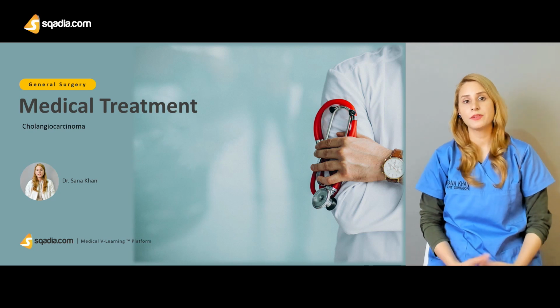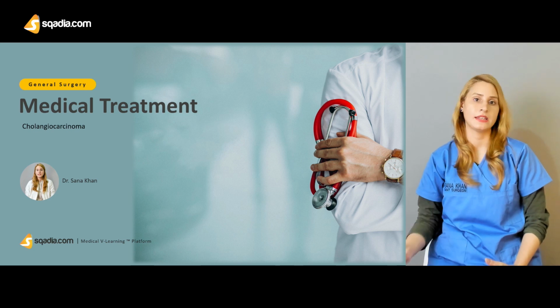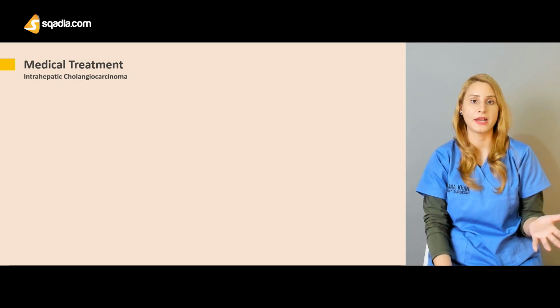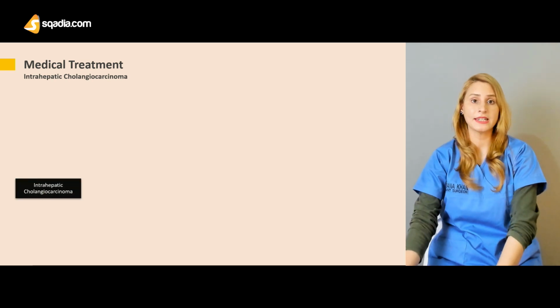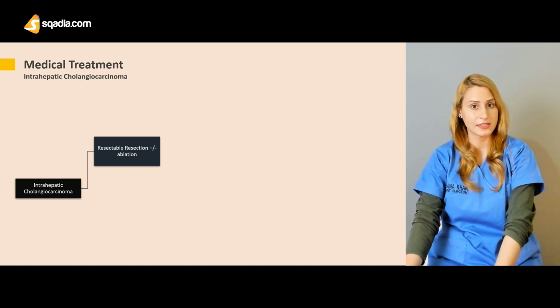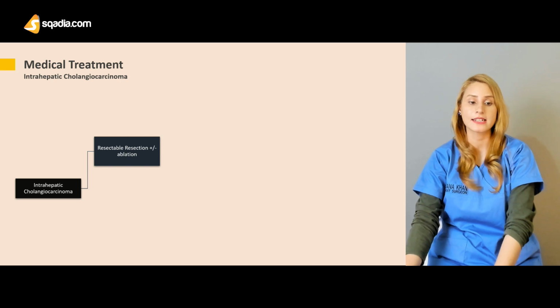So we have two treatment options for cholangiocarcinomas. One is the medical treatment, and the other is the surgical treatment. And the treatment obviously depends upon the location of the tumor, like intrahepatic location or extrahepatic location. So for the intrahepatic cholangiocarcinomas, you have to decide on resectability or not, and CT and endoscopic ultrasound are really going to help you with that.